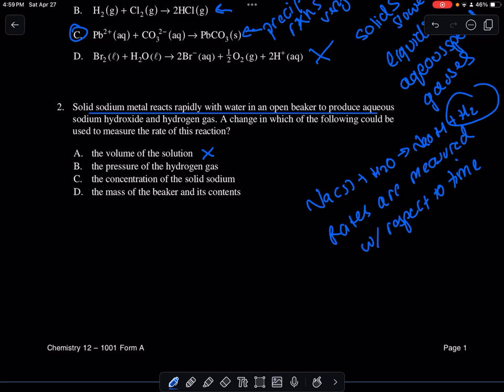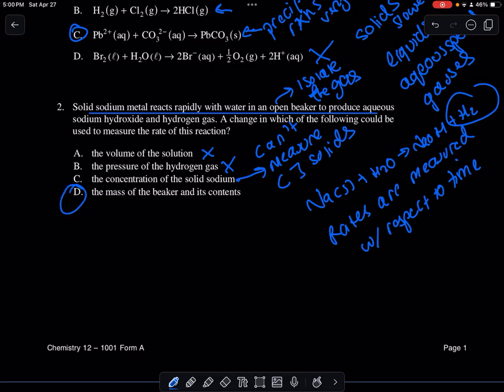The next option, the pressure of the hydrogen gas. So again, this one is a bit tricky because if we're measuring the pressure of the hydrogen, we'd have to do this in a closed system. And notice we have an open beaker. So we can't isolate the gas to measure its pressure. It's just going to escape. So I'm going to ignore that one. The concentration of solid sodium, we can't measure the concentration of solids.